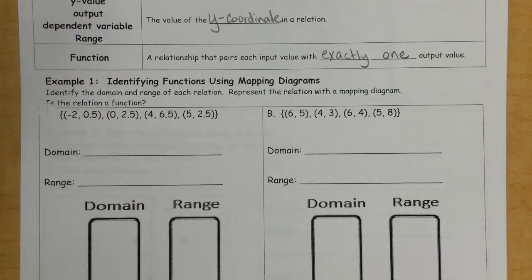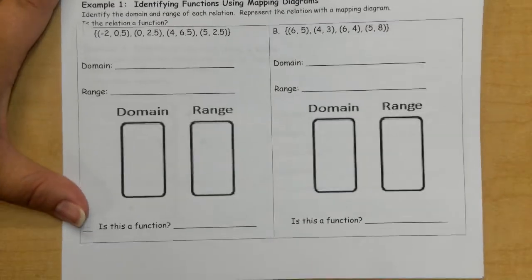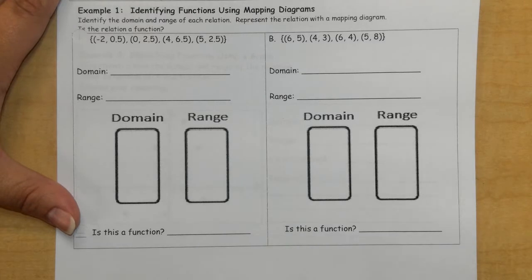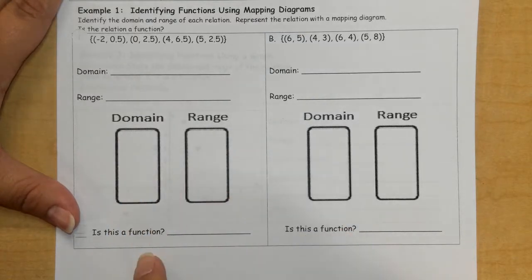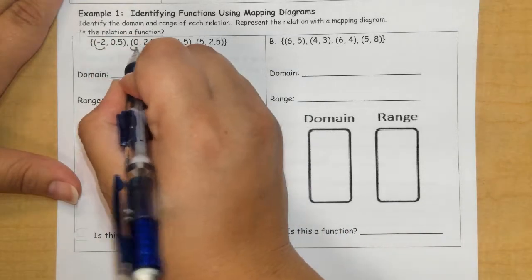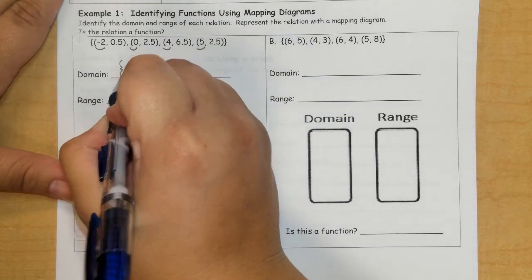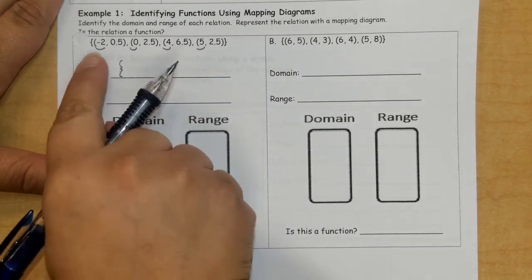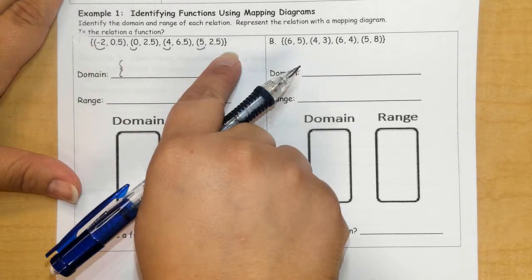Okay, for example 1, identifying functions using mapping diagrams. So first, we need to identify the domain and the range of each function or each relation. Represent the relation with a mapping diagram, which is this part here. And then you want to answer the question, is the relation a function? So for your domain, you're looking at your x values. Okay, and I want to write this in set notation, so I want to have these little braces right here, just like I was given in the ordered pairs set notation up here.